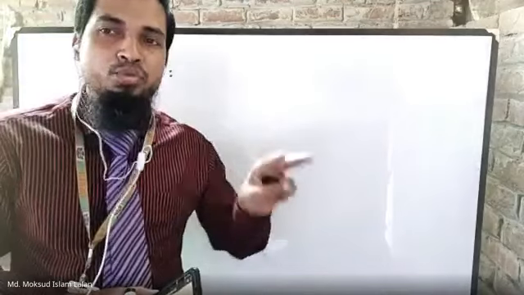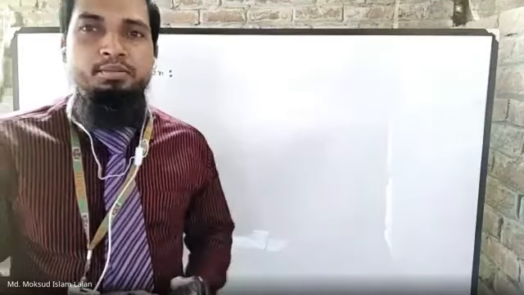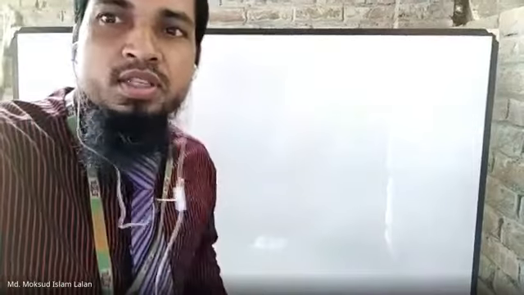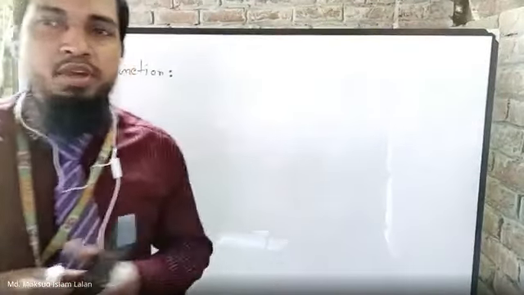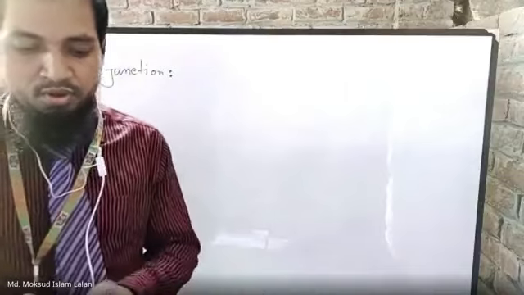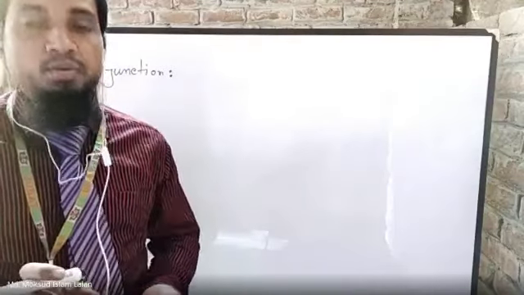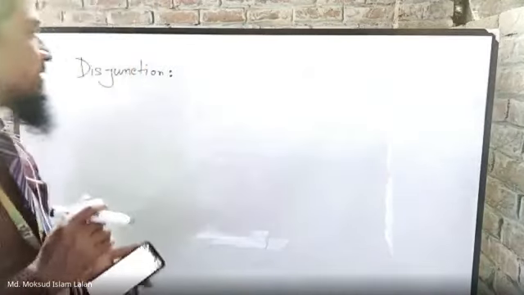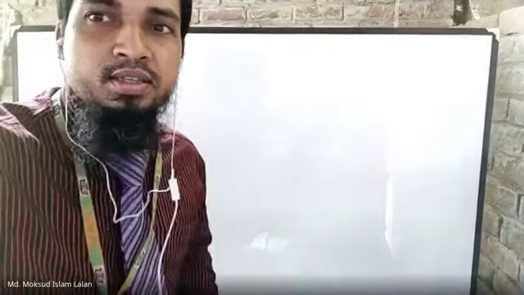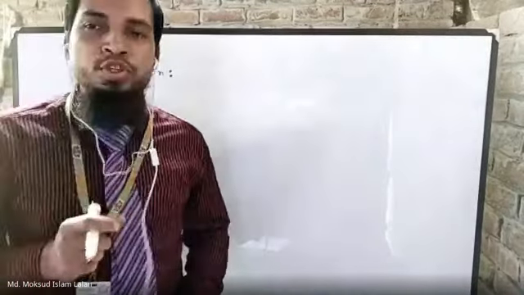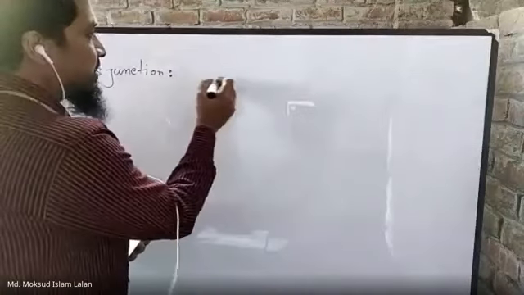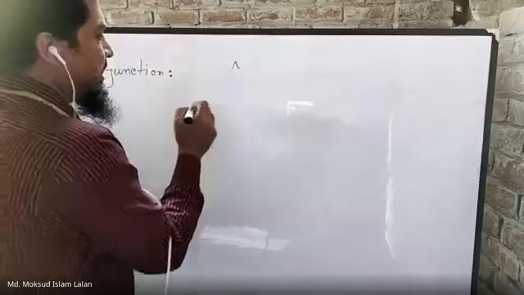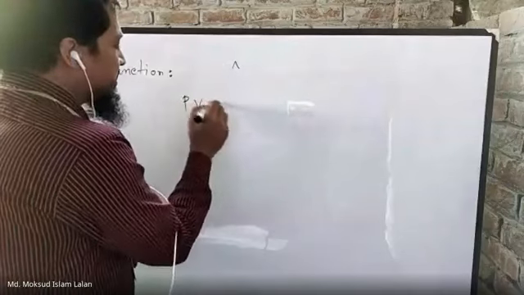Disjunction, like conjunction: when both are true, the result is true. Disjunction means if both P and Q are false, then the result is false, otherwise true. The definition is: let P and Q be two propositions. The disjunction is denoted by this sign. Conjunction is denoted by one sign, and disjunction by another sign.